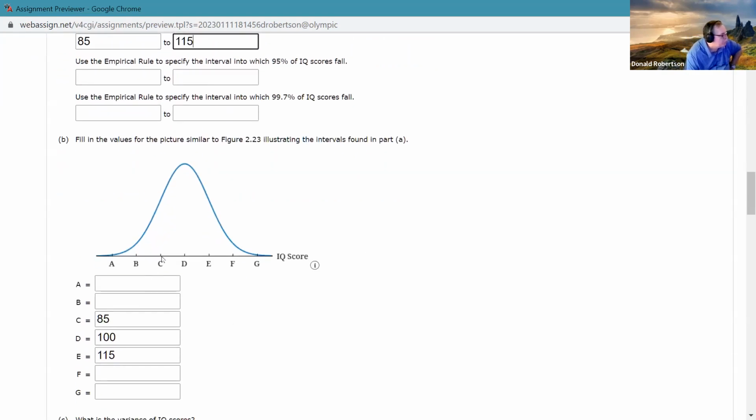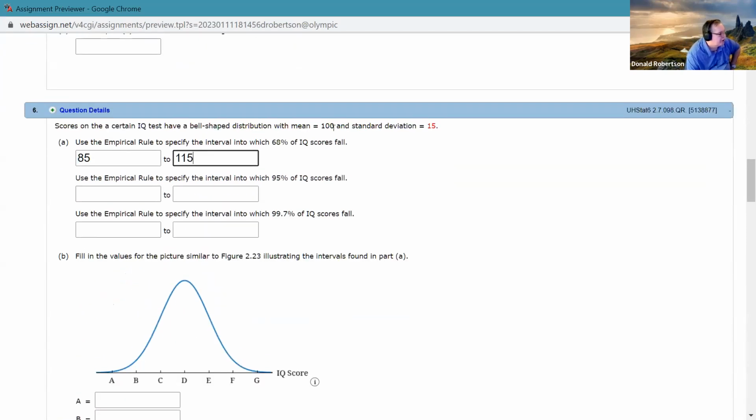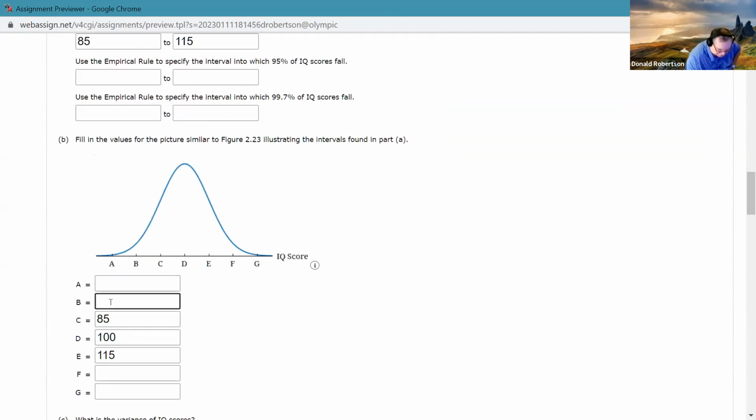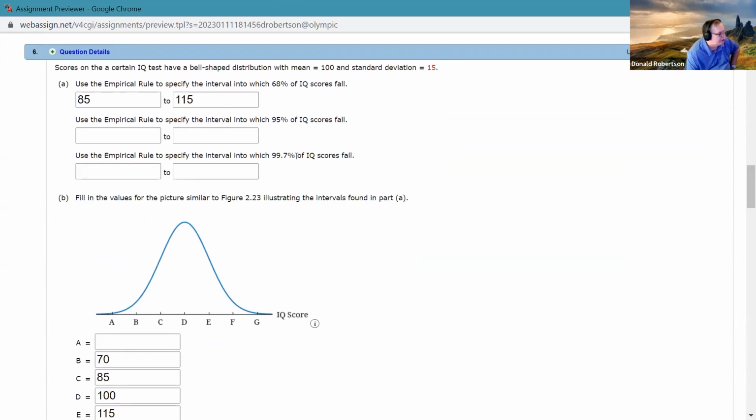Now, if you want to go to B, that's 2 standard deviations, right? So imagine you start at 100 and you go 30 to the left, which is 2 standard deviations, and 30 to the right. So you'd go to 70 on this side and 130 on that side. And if you do 2 standard deviations, you get 95% of the people. So that would be from 70 to 130.